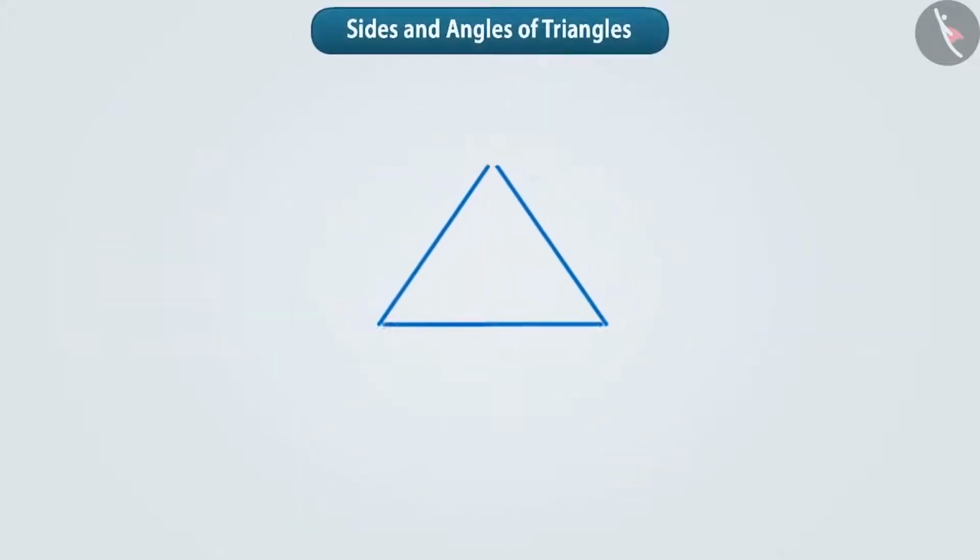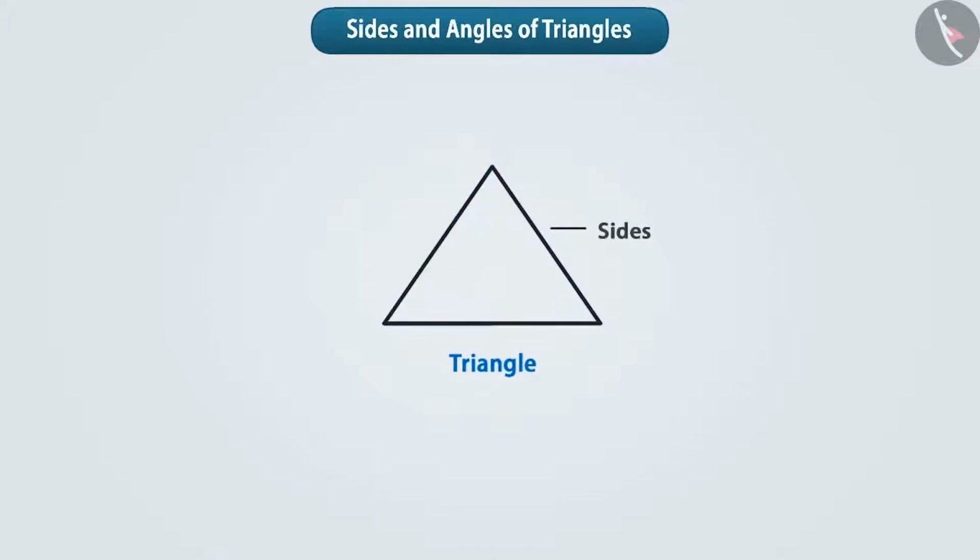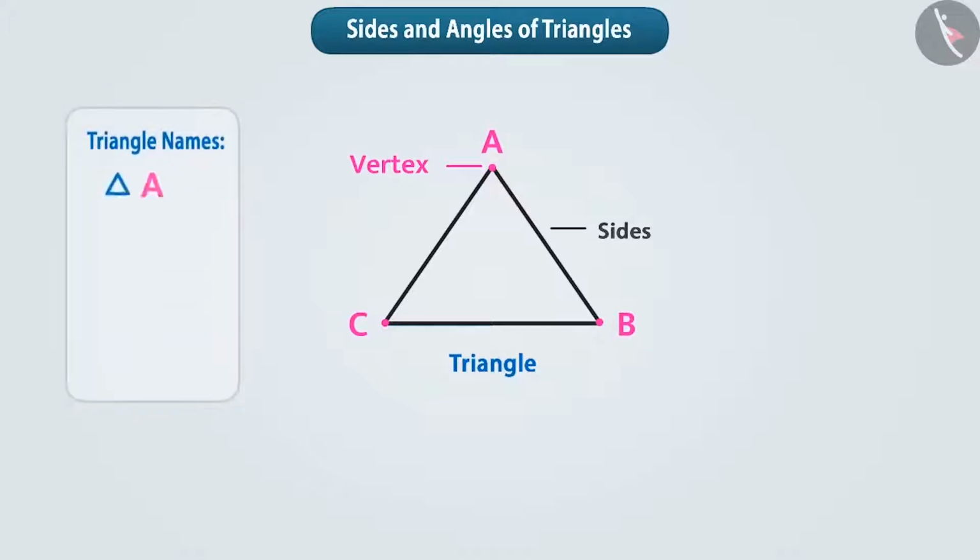Let us join three line segments and make a triangle like this. These line segments are called its sides. The point at which two sides of a triangle meet is known as a vertex. Any triangle has three vertices. Let's name them A, B, and C. A triangle is named using the names of its vertices. Like here, we will name the triangle ABC.